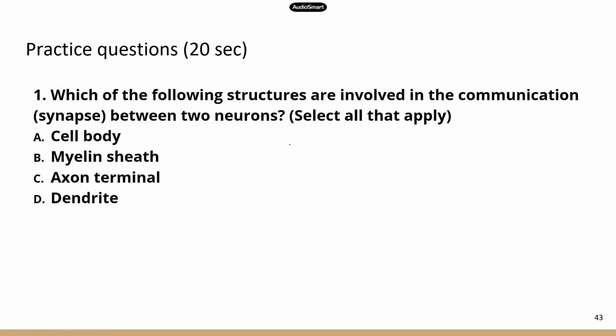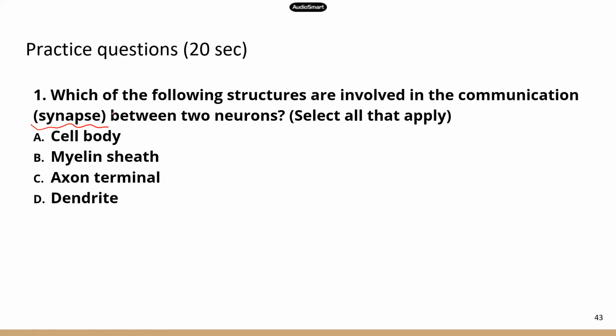Which of the following structures are involved in the communication, which is a synapse? So I put it here. Now on a real TEAS test, you probably won't see this kind of clarification. So make sure you know that the site for neuron communication or communication between neuron and a muscle cell is called a synapse.